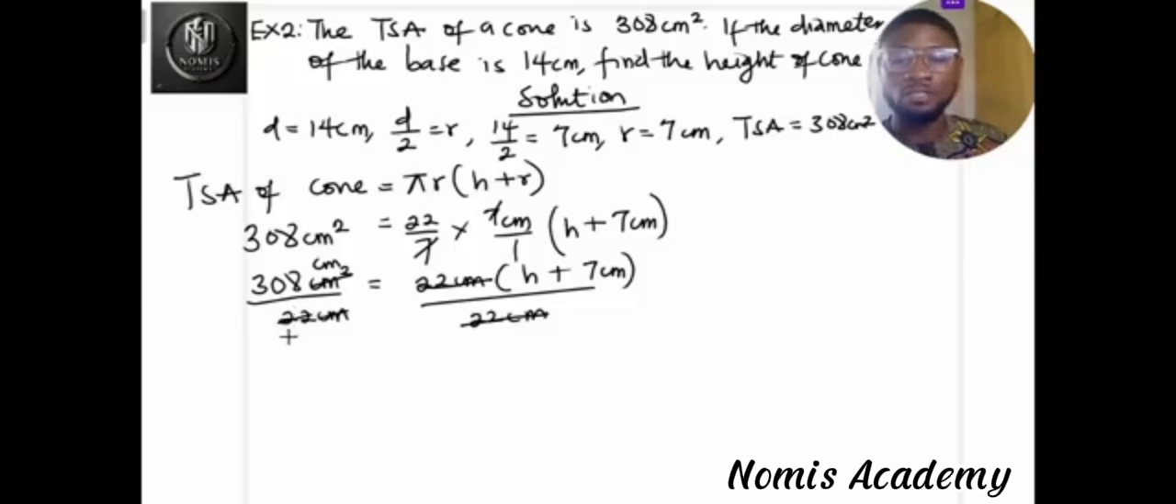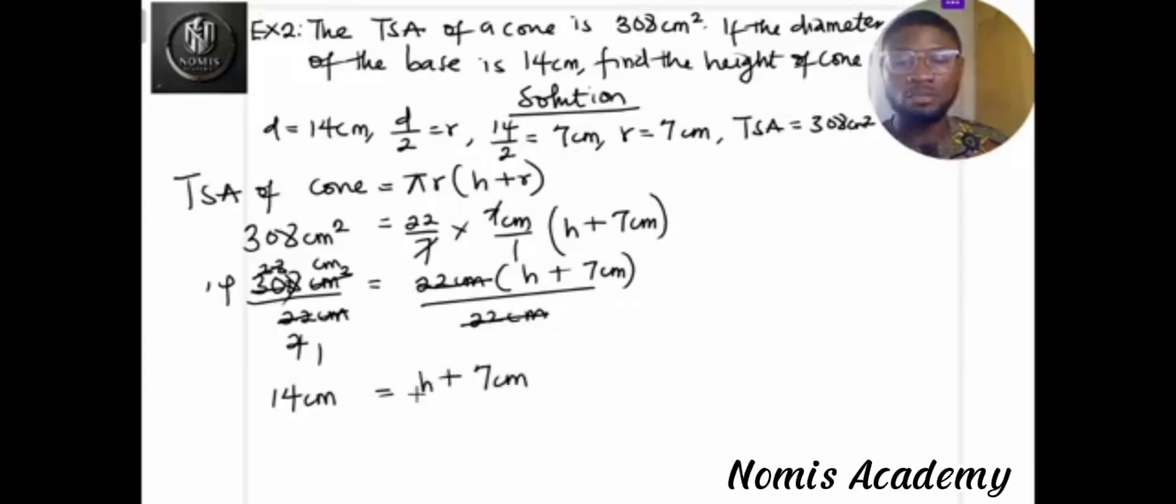11 here 2. 11 in 30 will be 2, remainder 8. 11 in 88 is 8. So I'm left with, okay, I can still divide further to say 2 here 1. 2 in 28 is 14. So I'm left with 14 centimeter at this side equals to height plus 7 centimeter at the other side.